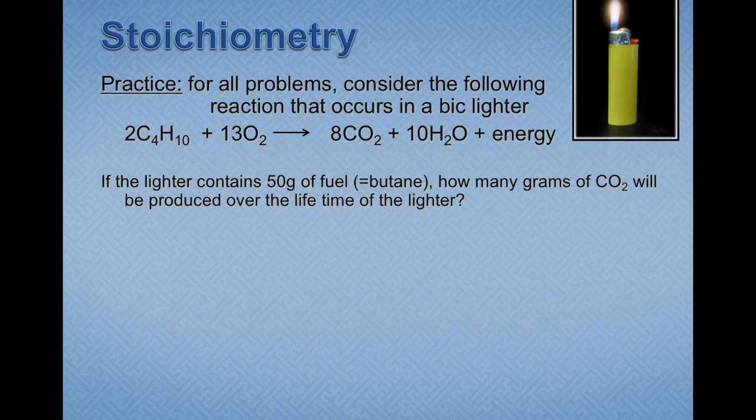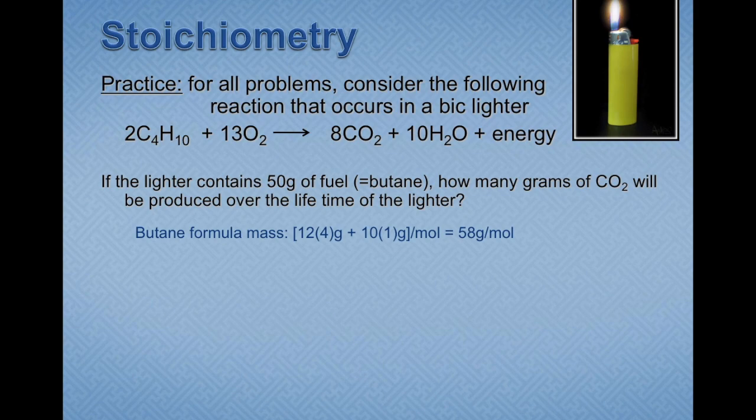Okay, we'll solve another problem. In this one, it asks, if a lighter contains 50 grams of butane fuel, how many grams of carbon dioxide will be produced over the lifetime of the lighter? So again, for this kind of problem, since the stoichiometry indicates the ratio in moles, we need to convert to moles to answer this problem.